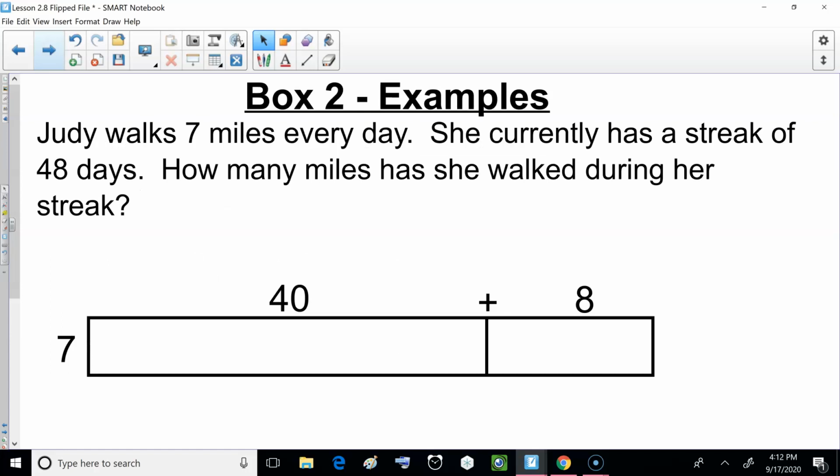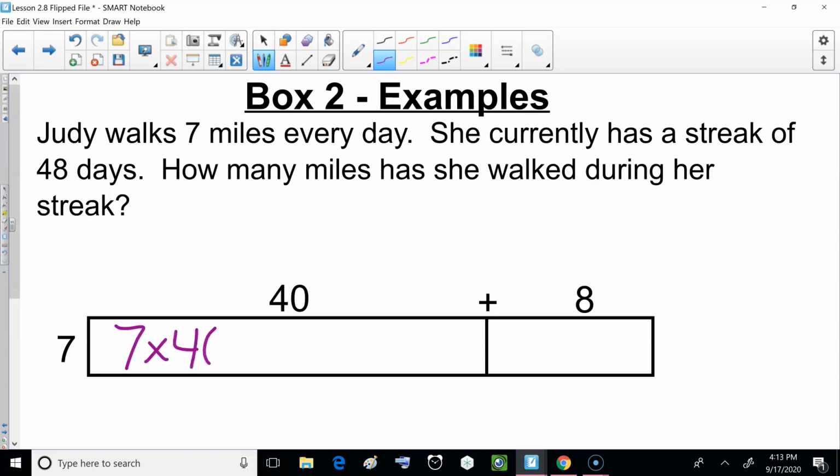So right now, Judy walks 7 miles every day. She currently has a streak of 48 days. How many miles has she walked during her streak? You can see we have the place value method, or the area model as we call it. So we're going to solve it using this method. We have 7 times 40 and 7 times 8. See if you can beat me to them and put these answers down before I do.